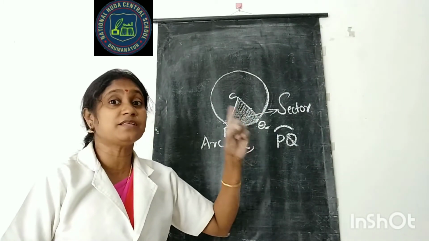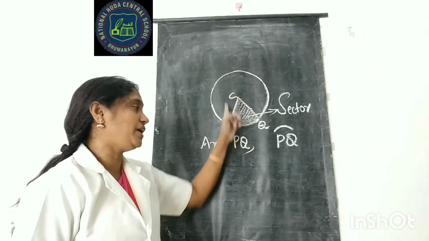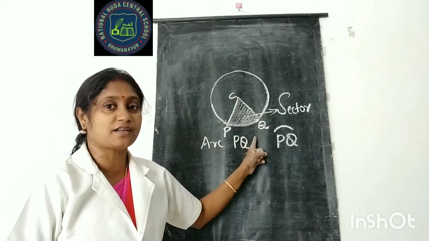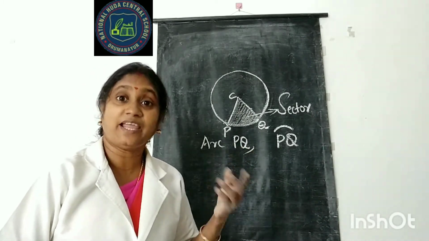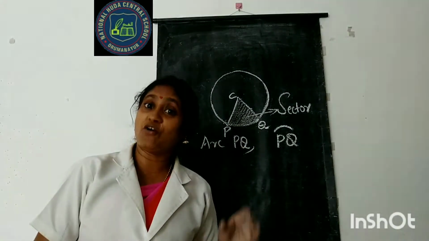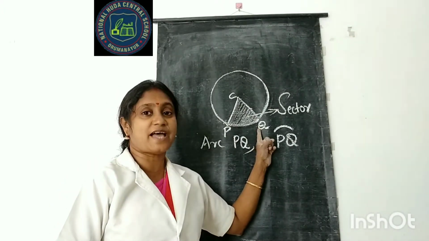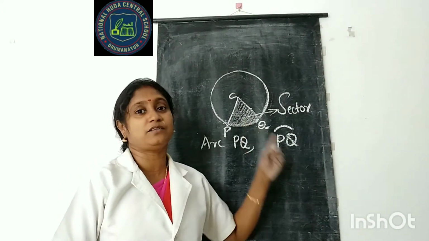Pair of radii means there are two radii. Here CP and CQ are the radii of the circle. So a sector is the region in the interior of a circle enclosed by an arc on one side and a pair of radii on the other two sides.